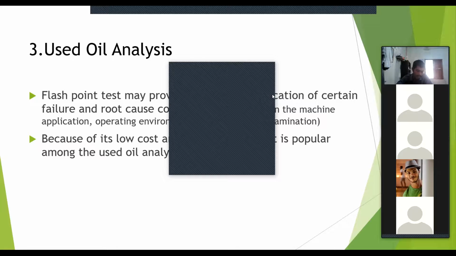Tell me, Alutpat, give some applications of this flash point. Used to analyze oil, detect the lubricant oil dilution, fire investigation and fire protection. Okay, very good. Okay, thank you.